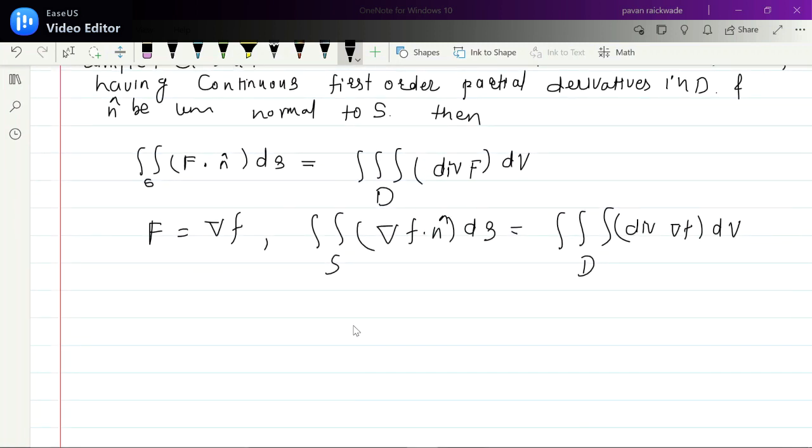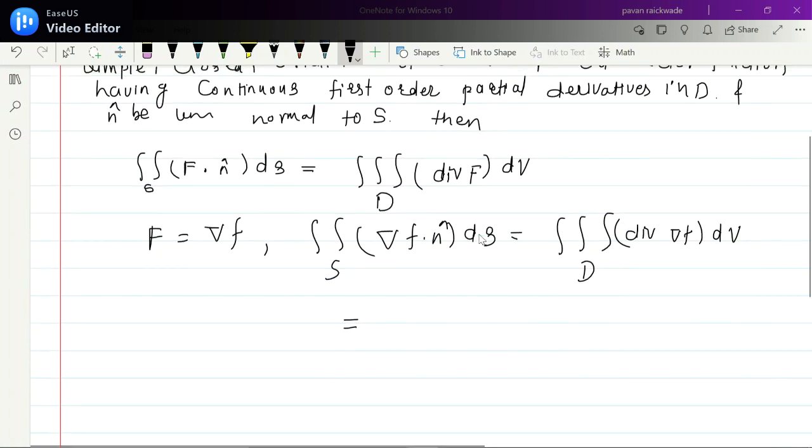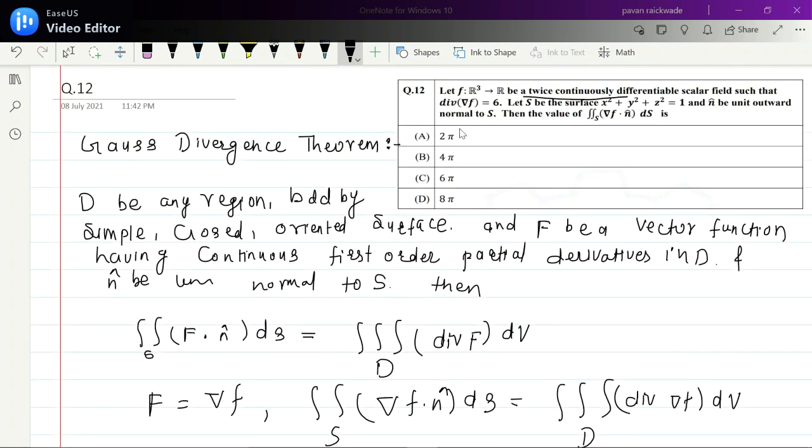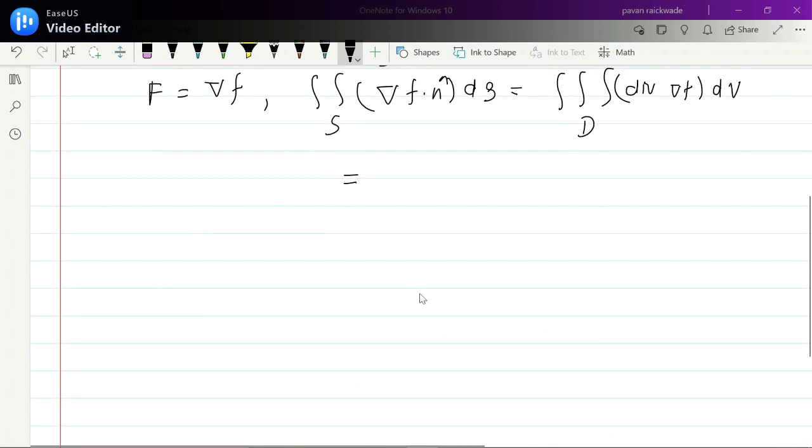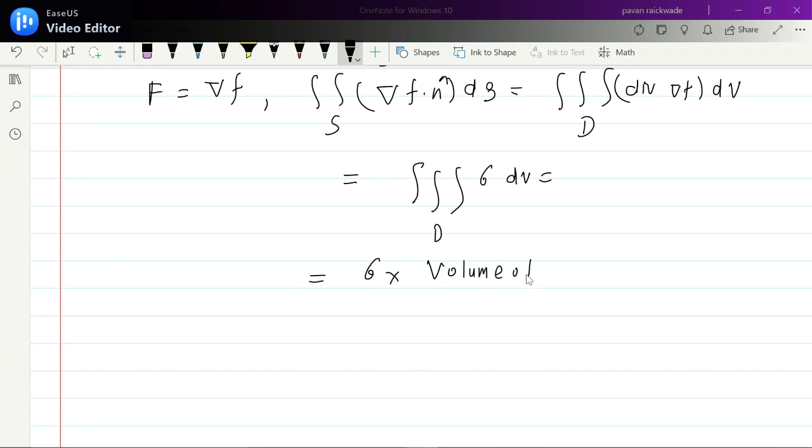So we have been given what the divergence of grad f is. Divergence of grad f is 6. It is simply the triple integral over D of 6 dV, which is 6 times the volume of the sphere. What is the volume of the sphere? It is 4 by 3 pi r cubed. R is 1 here. So it is 6 times 4 by 3 pi, which is 8 pi.